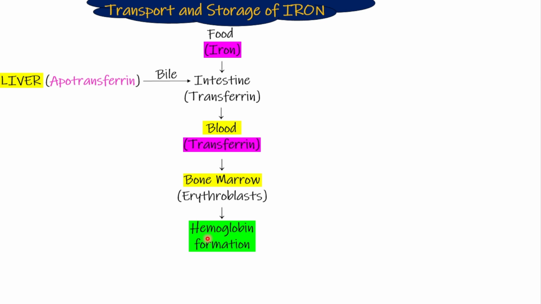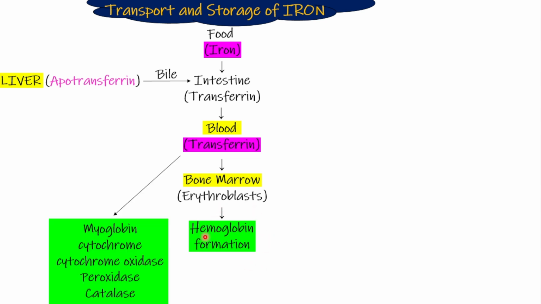Now, is this the only thing which is formed by iron? No, there are some other things which are also formed by iron, like myoglobin. Now, as hemoglobin is an oxygen-carrying protein in the red blood cells, myoglobin is the oxygen-carrying protein in the muscles. Then we have cytochrome and cytochrome oxidase.